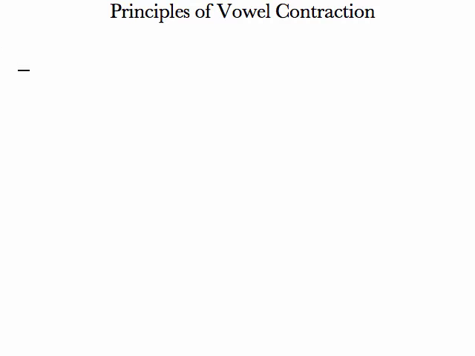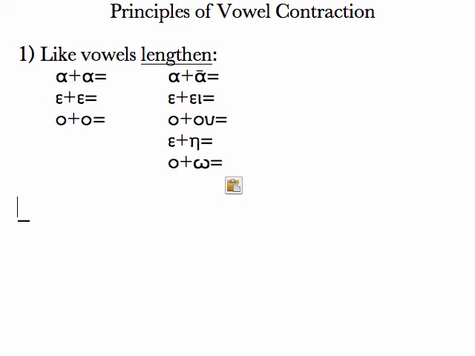There are three basic principles behind how Greek vowels contract, and two of them have two parts. Let's start with the easiest one. The first principle is that like vowels lengthen. That is, vowels that have like sounds simply lengthen. Okay? So if you have an alpha plus an alpha, that simply lengthens into a long alpha. If you have an epsilon plus an epsilon, that sound lengthens.